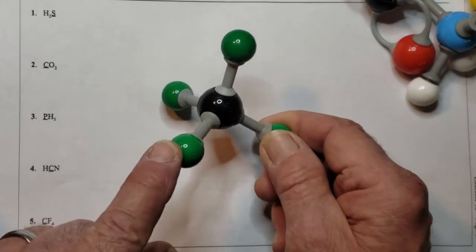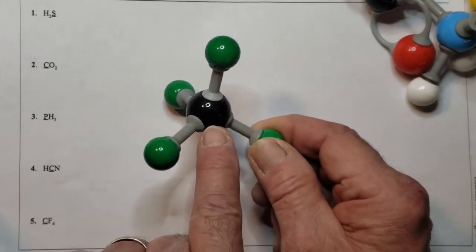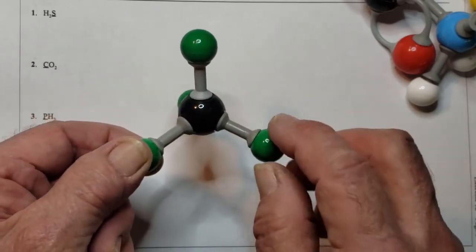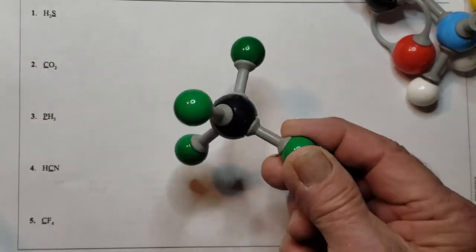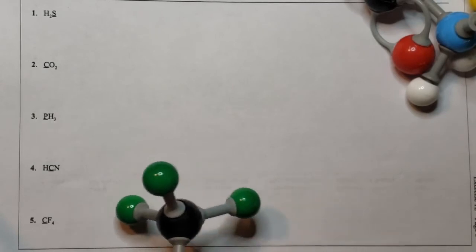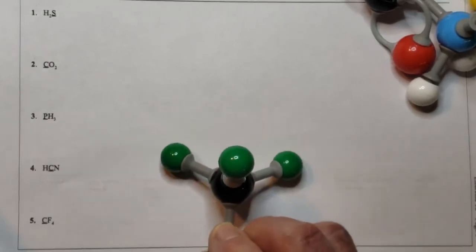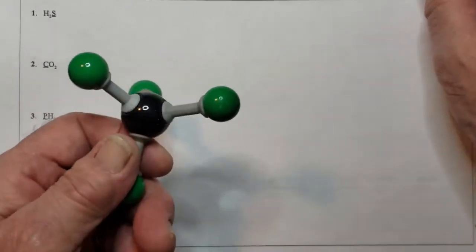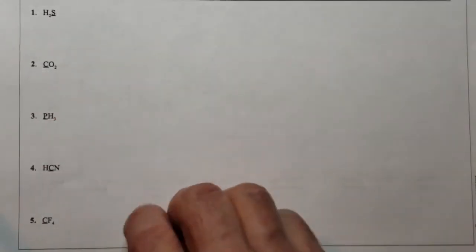All right, again, I'm not showing lone pairs out on the peripheral atoms. I'm more interested in the central atom, but it has no lone pairs, just four single bonds out to the four fluorines. So based on that and your Lewis structure, you should be able to answer the remaining questions that are there. All right, let me flip the page over and make a few more models and we'll wrap this up.